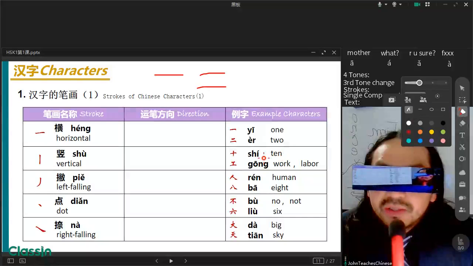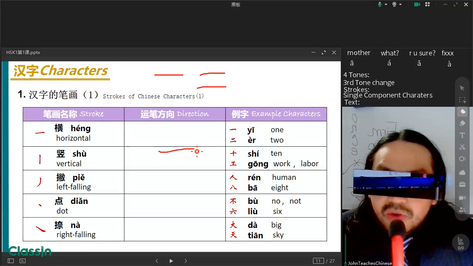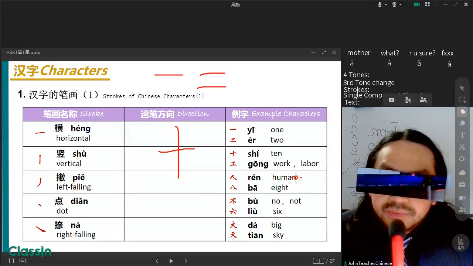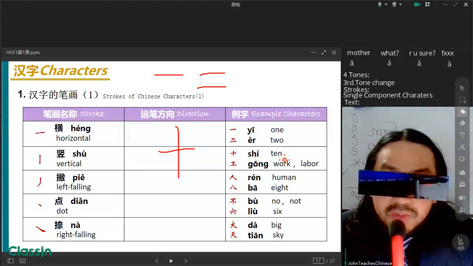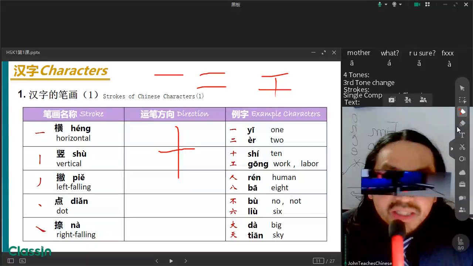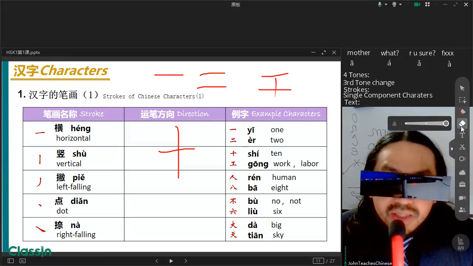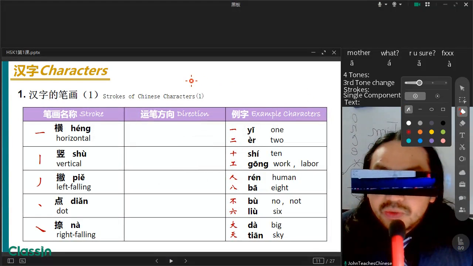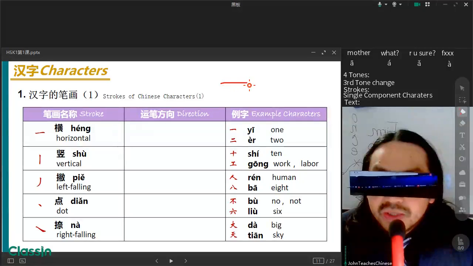Okay, we have it here. It has a stroke, horizontal, then vertical, shi, which means 10. And this one, guess, how are you going to write it? Not this. Okay, not this. This is not the correct sequence. You should write in this sequence.